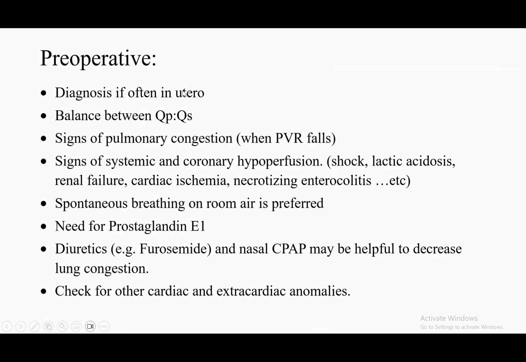Preoperative diagnosis is often in utero. We should keep the balance between the QP and QS. Signs of pulmonary congestion, of course. Signs of systemic and coronary hypoperfusion: shock, lactic acidosis, renal failure, cardiac ischemia, and necrotizing enterocolitis. Spontaneous breathing on room air is preferred. Need for prostaglandin E1 to keep the PDA open. Room air to prevent closure of the PDA by oxygen. Diuretics and nasal CPAP may be useful to decrease lung congestion, and check for other cardiac and extracardiac anomalies.